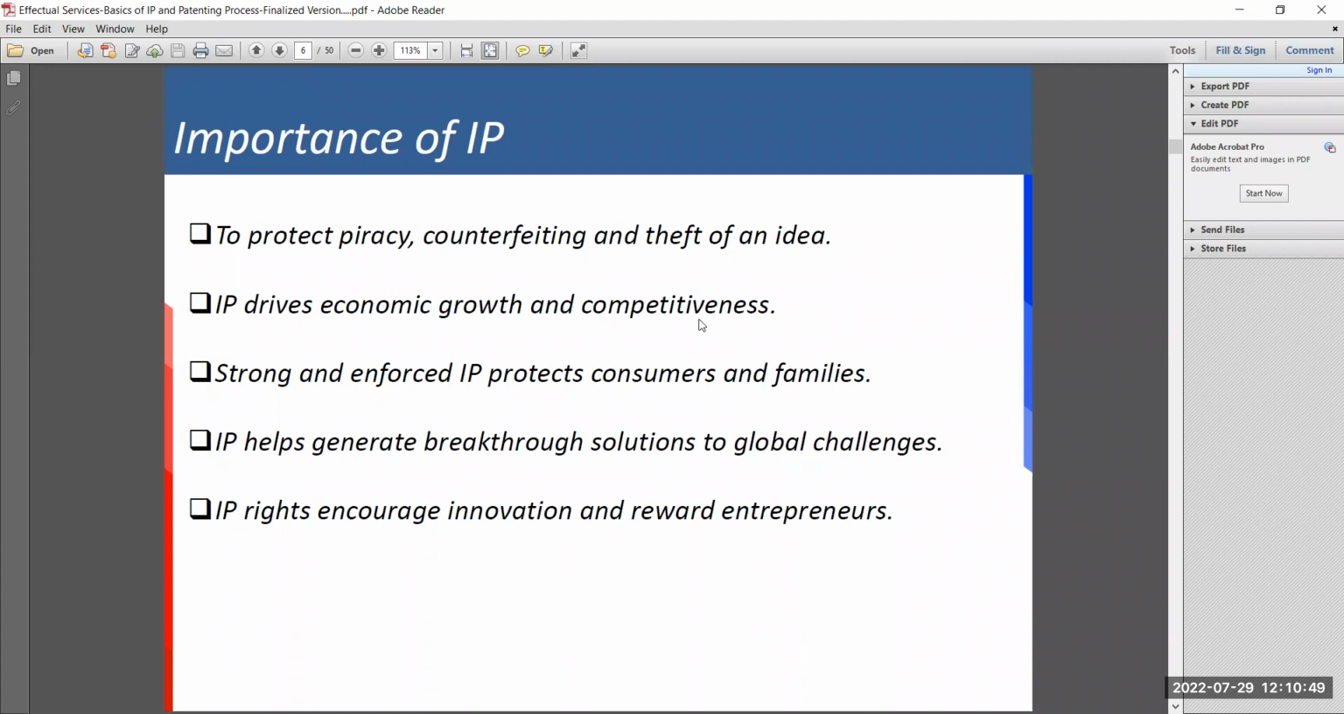Definitely, this is a key point, where the improvement in technologies really helps in getting solutions for global challenges, right? Earlier, there were no AI or machine learning technologies, but now they are getting used and trained in real time and giving benefit in all the sectors, I would say, in health, in gadgets, in automobiles. So it has a lot of advantages. IP rights encourage innovation and reward entrepreneurs.